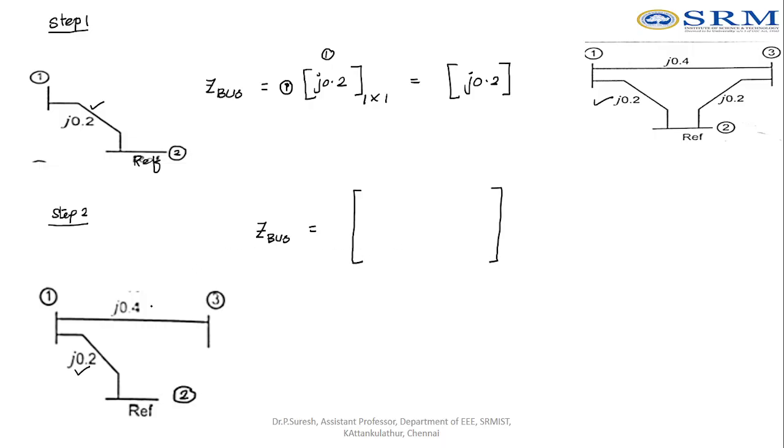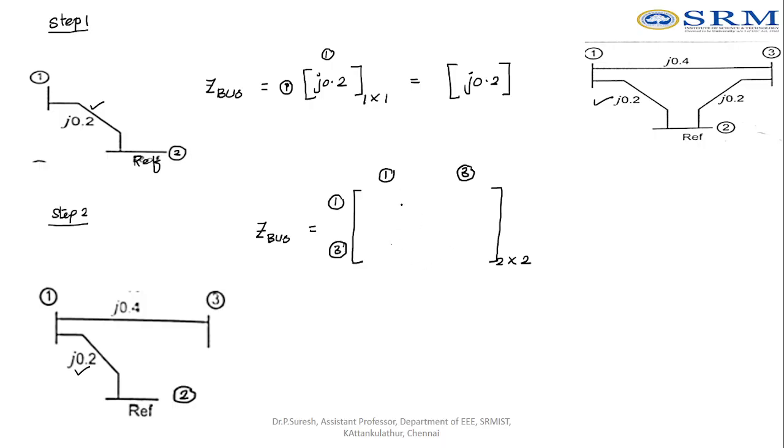What are the buses considered here? The buses considered are bus number 1 and bus number 3. This is row wise, and column wise again bus number 1 and bus number 3. So this is a 2 by 2 matrix. We have 4 elements, 1, 2 and 3, 4. These are all the elements that should be filled here.